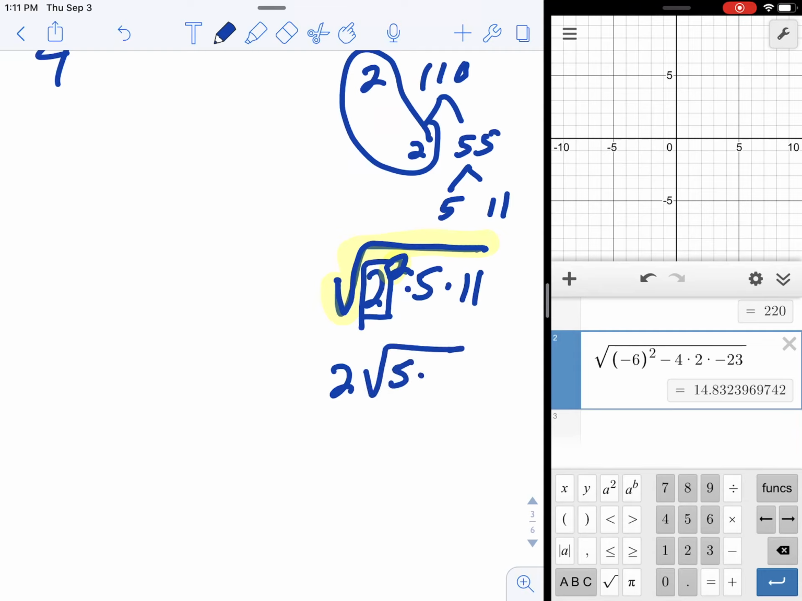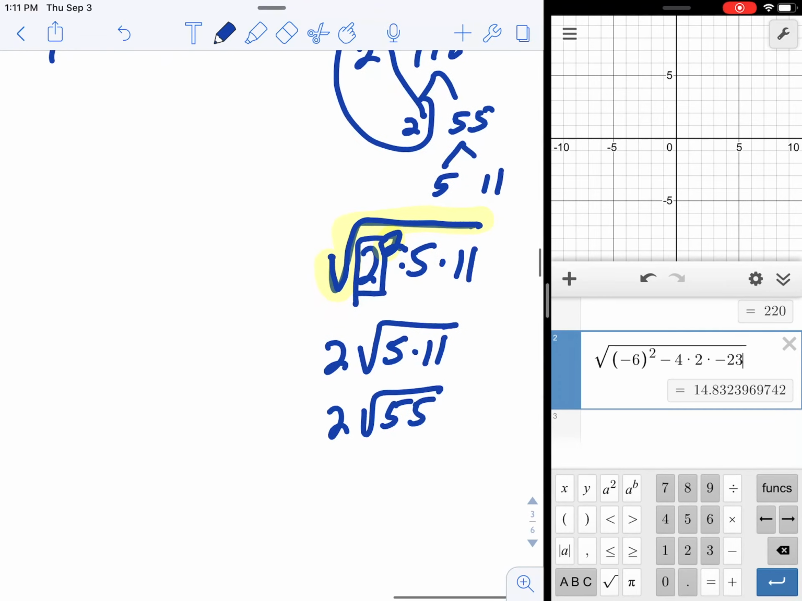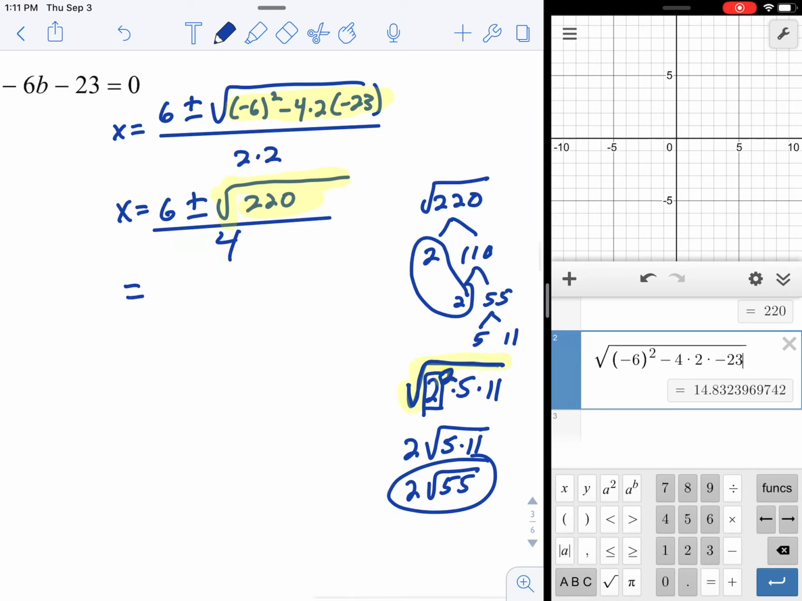That stays under the radical. And of course 5 times 11 is 55. So the square root of 220 simplifies to equal 2 radical 55. That means this answer can be expressed as 6 plus or minus 2 radical 55 over 4. So hopefully that's a process you remember seeing at some point.